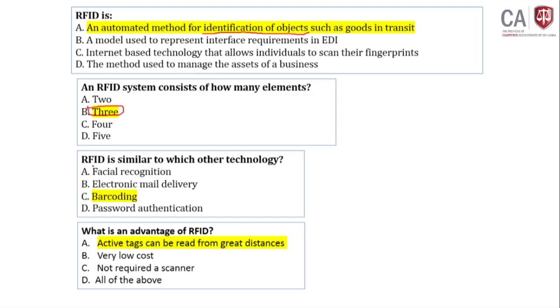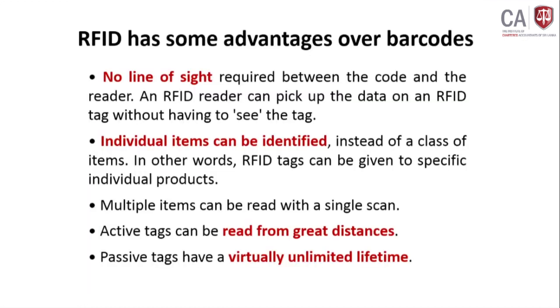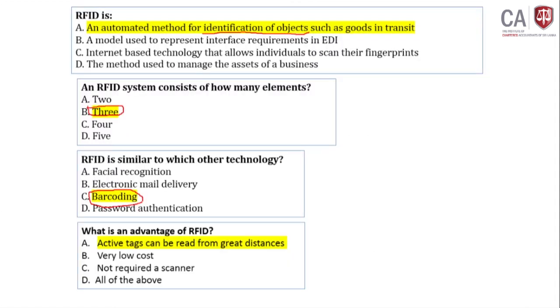Right. RFID is similar to which other technology? It is similar to barcoding. We said that we compare barcoding against RFID technology, so this is the best answer. RFID reads the information from the tag, and a barcode reader also reads the information from the barcode tag.